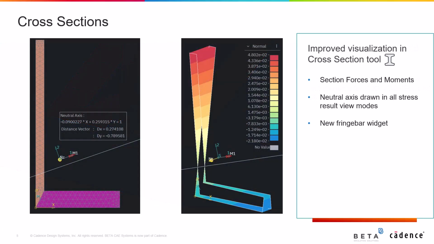Moving on, in the cross-sections tool, the neutral axis is now drawn in all stress result view modes and is positioned taking into account the axial force. A new fringe bar widget is now introduced that allows the specification of the number of colors used to draw the results. Additionally, the status of cross-sections ribbon tab buttons can now be saved in GUI settings.